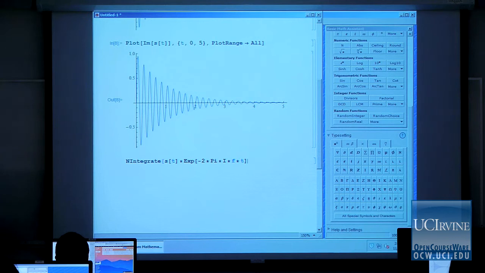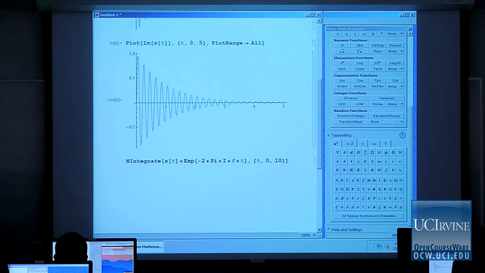All right? Now, when I do NIntegrate, I have to say how far I'm integrating. And I can see from the behavior of this function that if I go out to about t equals 10, I'll be in a place where it's completely decayed out. And so I'm going to do the integration for t goes from 0 to 10. All right, so if I just did that, I would get the Fourier transform.